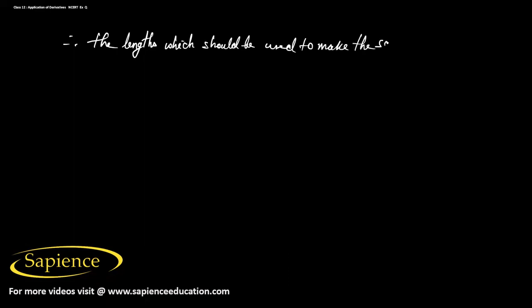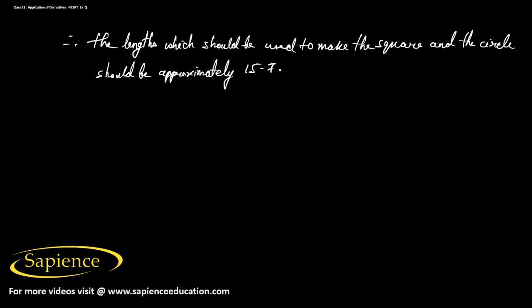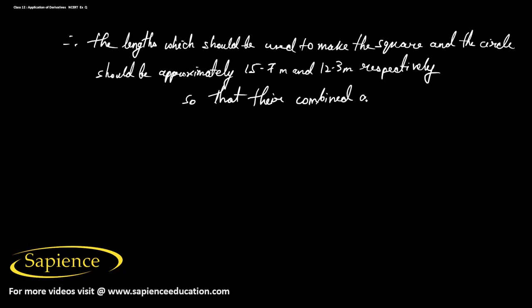So we can say that the lengths which should be used to make the square and the circle should be approximately 15.7 meters and 12.3 meters respectively, so that their combined area is minimum. So this is the answer.